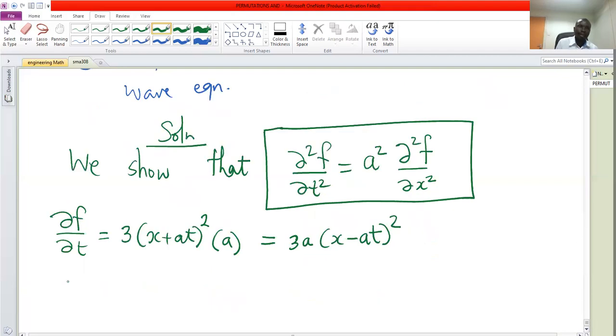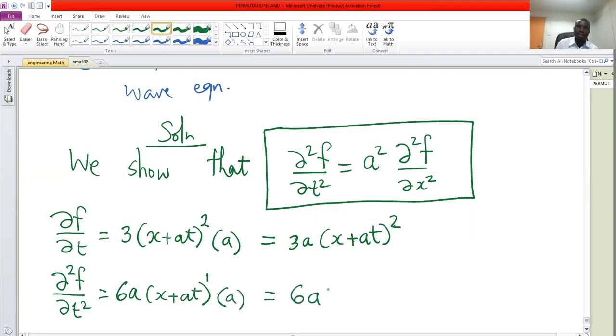And then partial squared f partial t squared means that we are differentiating this one again with respect to t. Remember this plus sign. Fix this one to be u. So drop this power, we'll have 6a (x plus at). Now you subtract 1 from the power, just have 1. And then differentiating inside with respect to t, we have a. So this will be 6 a squared into (x plus at).